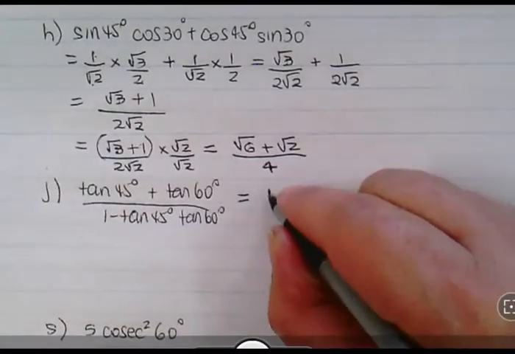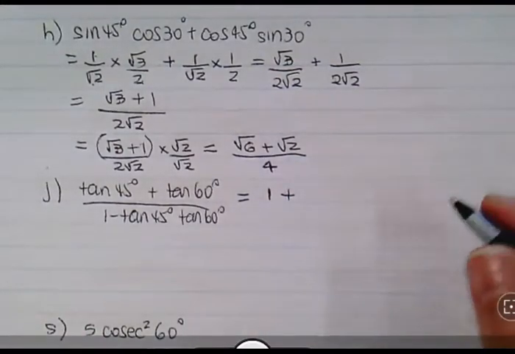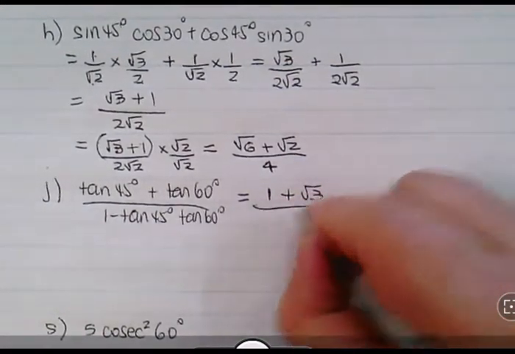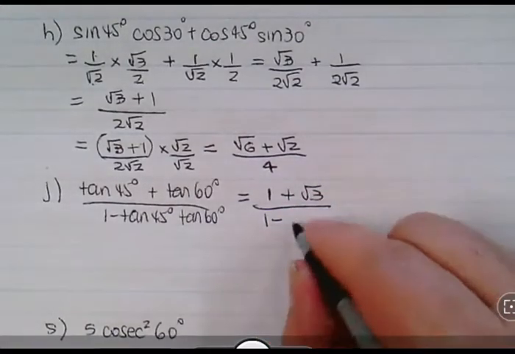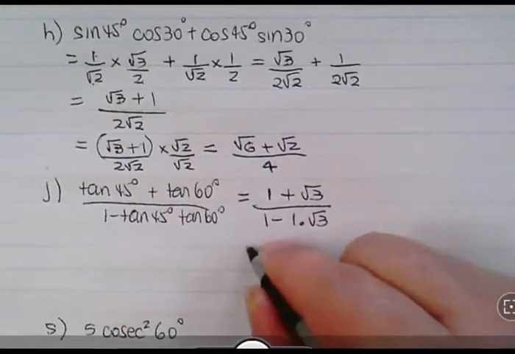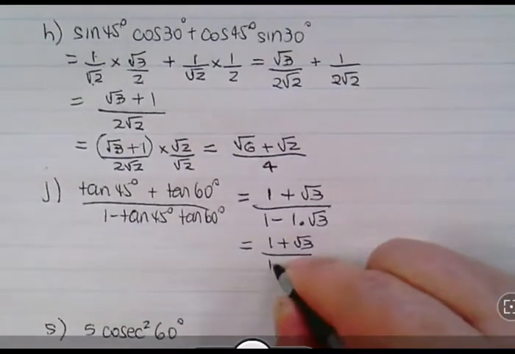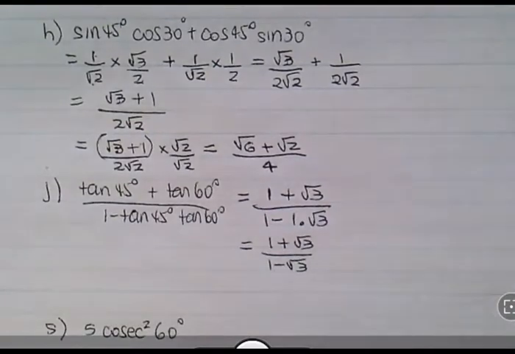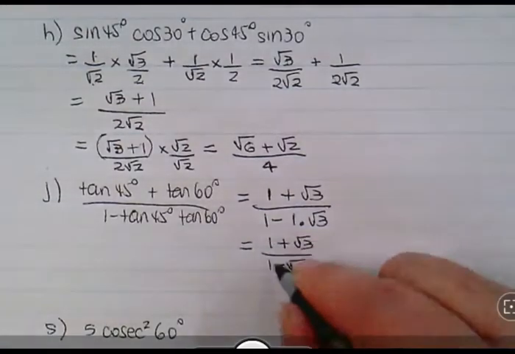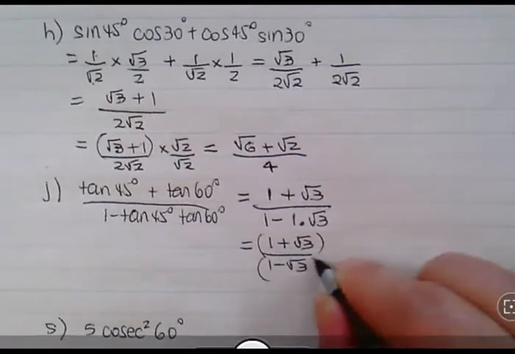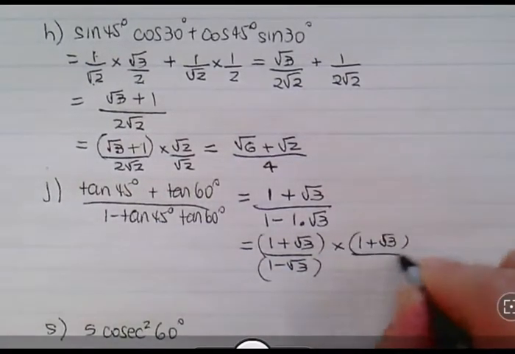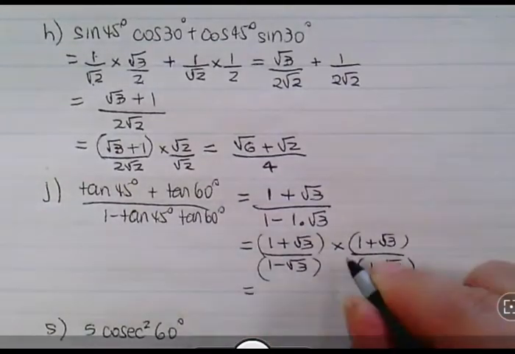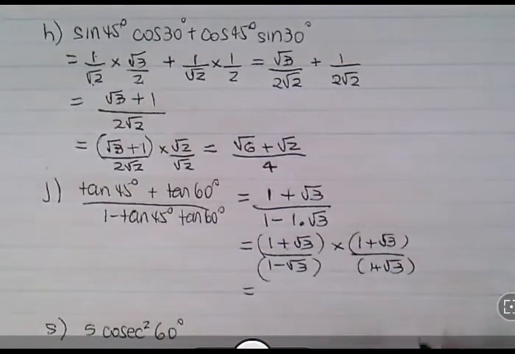What's that? 1 plus root 3 over 1 minus 1 times root 3. So isn't that just 1 plus root 3 over 1 minus root 3? Now, the denominator is not rationalised. Let's rationalise. How do we rationalise this? Multiplying by 1 plus root 3 over 1 plus root 3, which is, isn't this 1 plus root 3 squared?